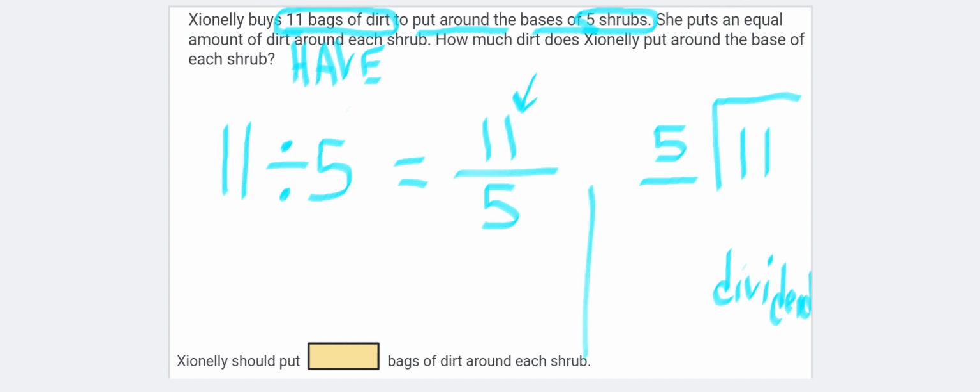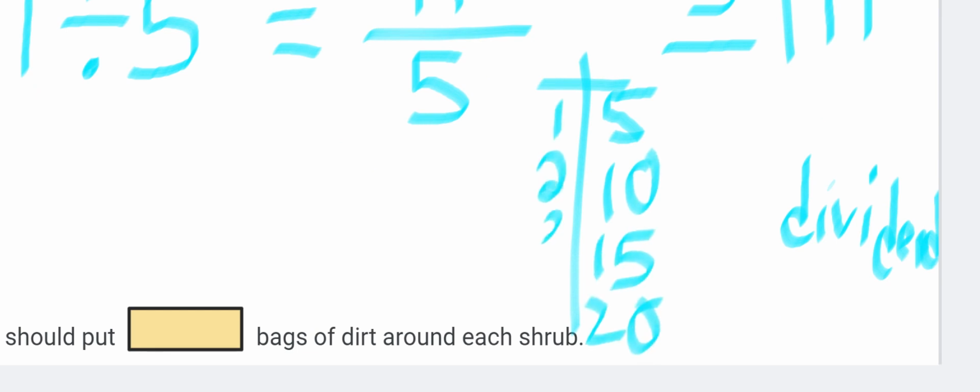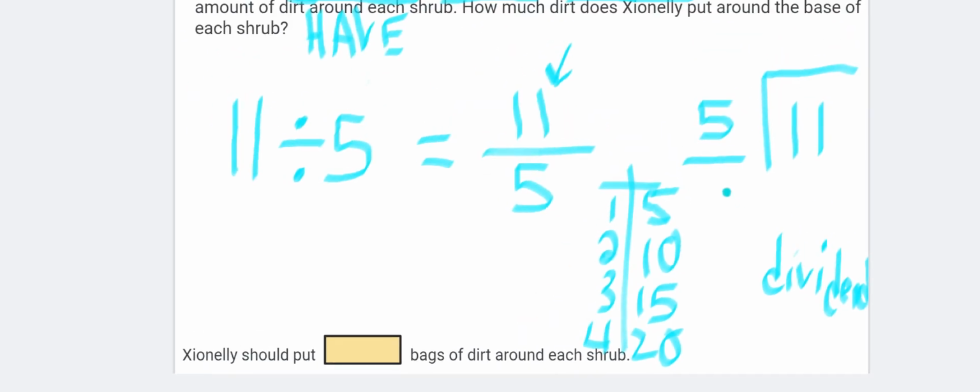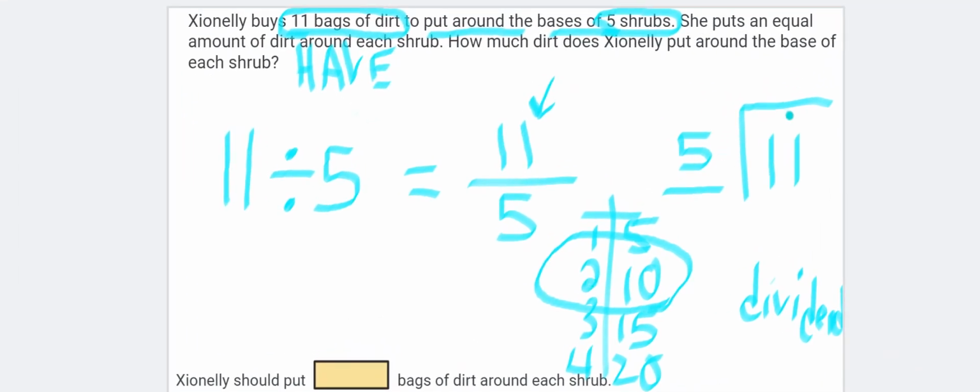So I want to skip count by 5. What are the multiples of 5? So it'd be 5, 10, 15, 20, and I'm going to stop there just because I noticed that I only need to get to 11. Which number is the closest to 11, but not bigger than 11? That's right, it would be 10. What factor is that? That's right, it would be 2. So I'm going to put the 2 up top because I know 5 times 2 is the multiple of 10.